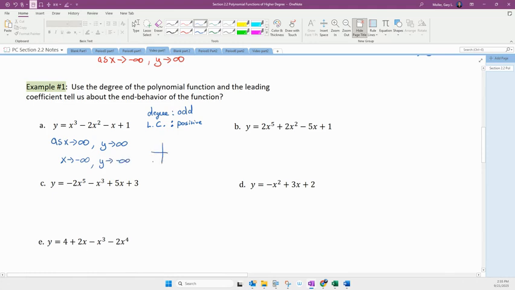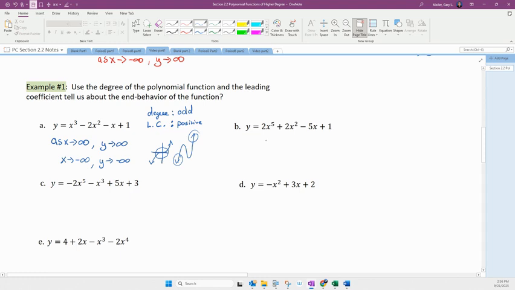The graph looks some version of this. Now let's be really clear. I have no idea what's going on here in the middle. Okay, it could be going up and down, but eventually it's going to end up going up and end up going down. And that's all we're talking about when we talk about end behavior.